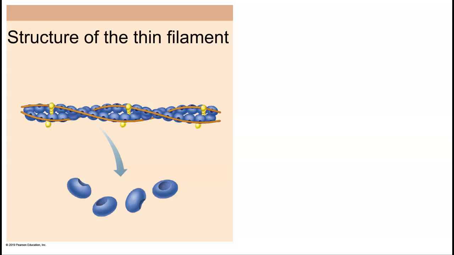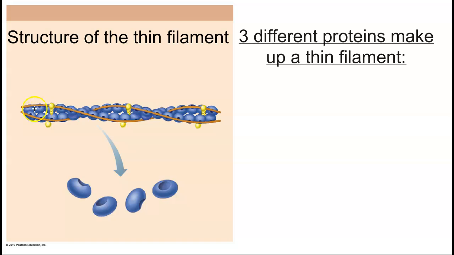This is a closer view of the thin filament, and you can see using the color coding that there are three proteins that make up the thin filament. These blue bead-looking structures make up the central core of the thin filament, but then there's this orange strand and these yellow spheres. So let's take a closer look at all of that, starting with the blue protein, because that's actin. Actin makes up the central core of the thin filament.